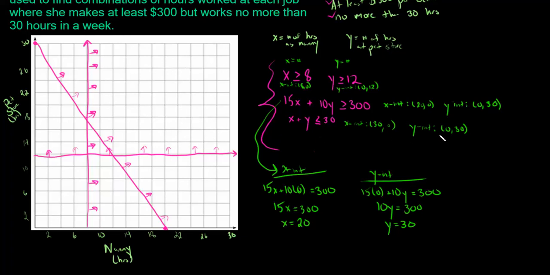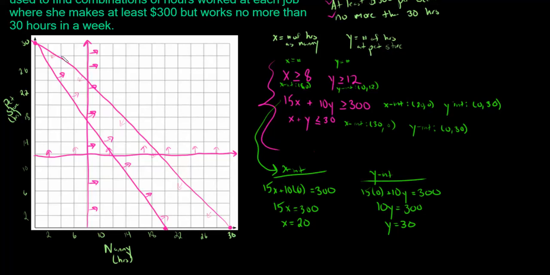But I got one more inequality. I got x plus y is less than or equal to 30. I have an x-intercept of 30 and a y-intercept of 30. Okay, and I'm going to do my best to connect these with a nice straight line. And since this is less than or equal to, I would be shading below this line.